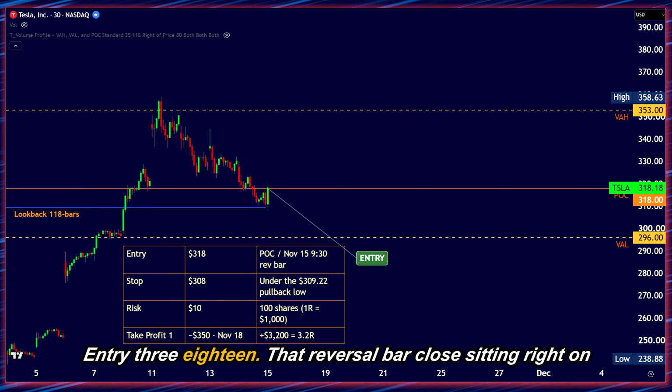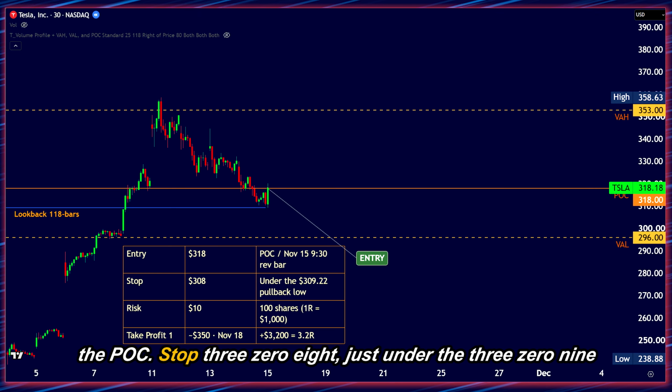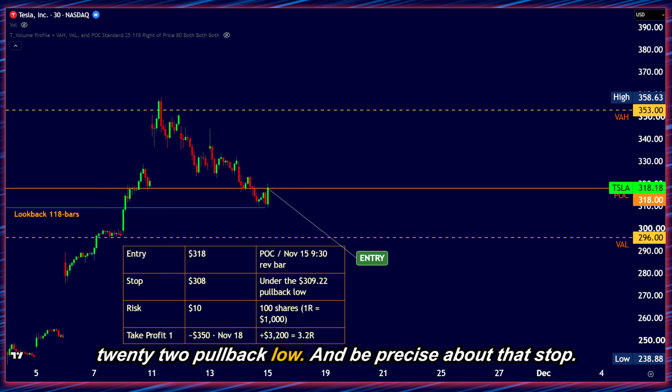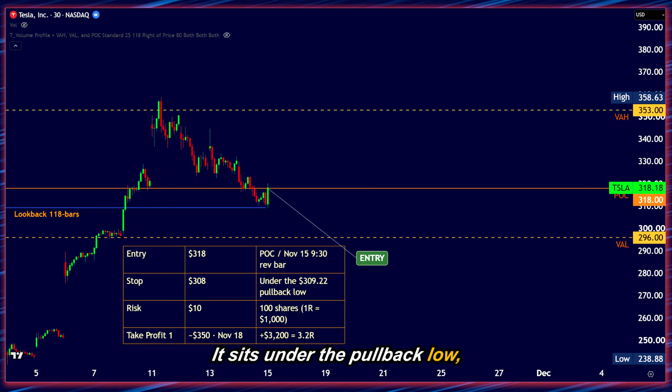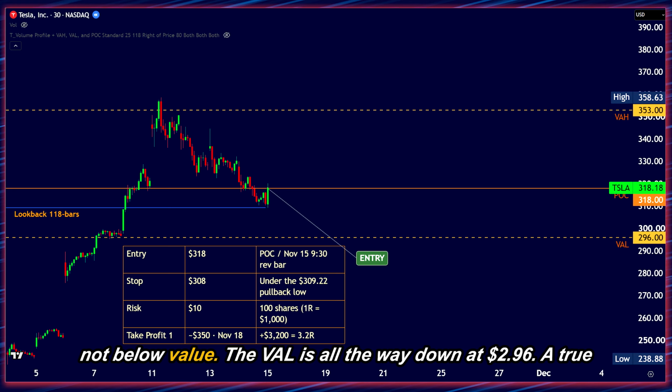The trade. Entry 318. That reversal bar close, sitting right on the POC. Stop 308, just under the 309.22 pullback low. And be precise about that stop. It sits under the pullback low, not below value. The VAL is all the way down at 296.